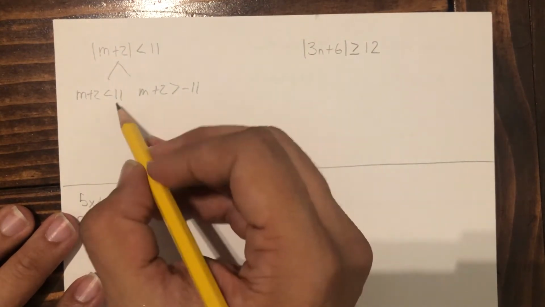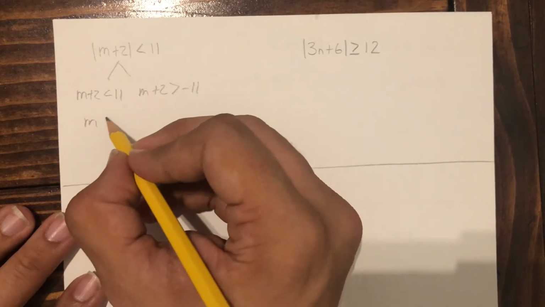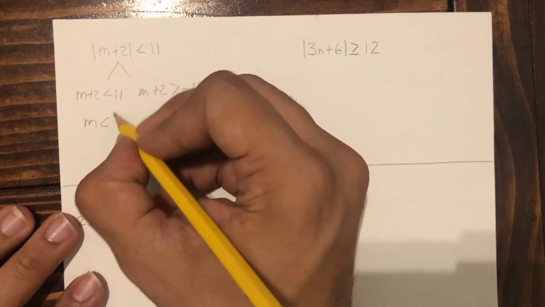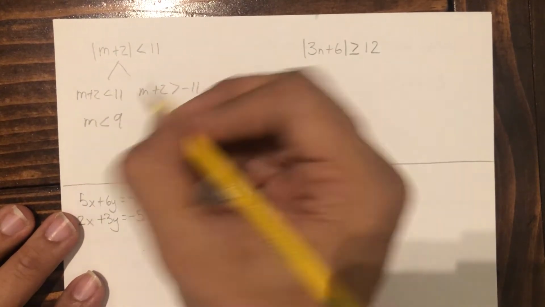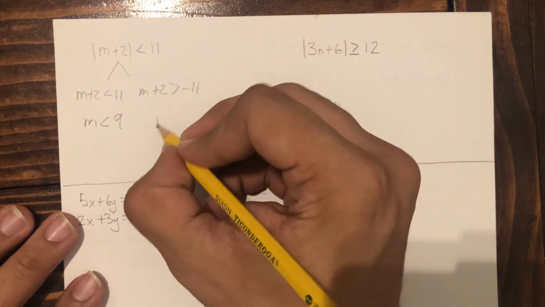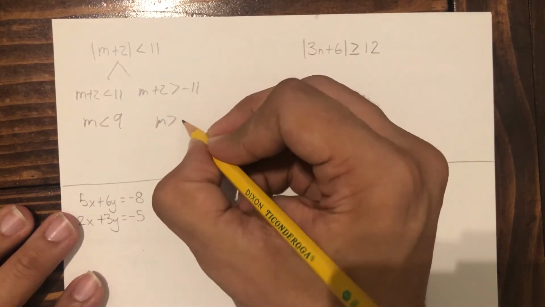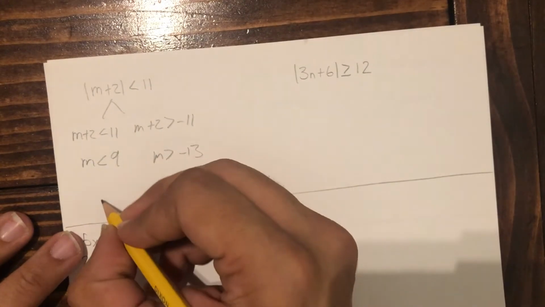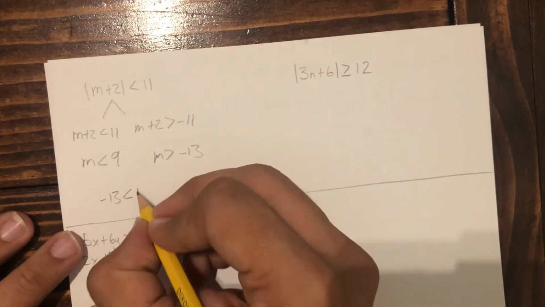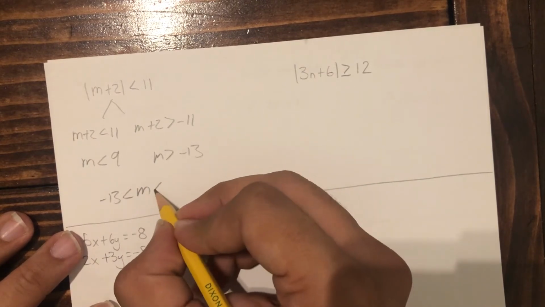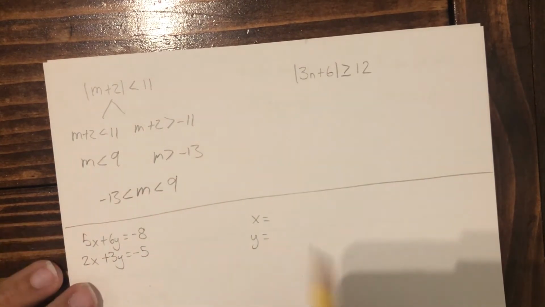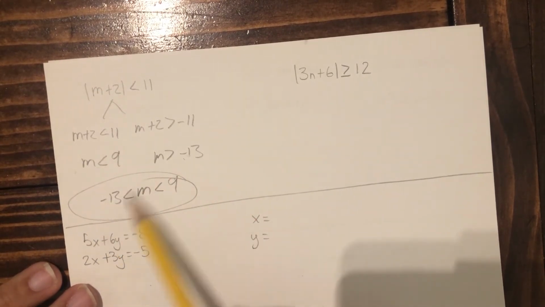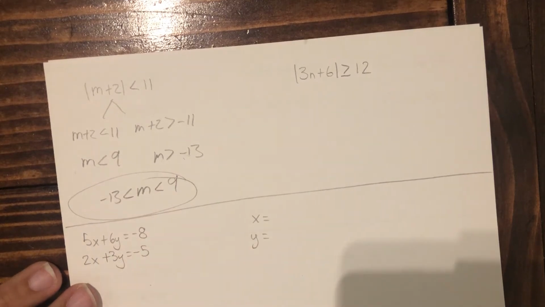So we're going to minus 2 on both sides. So m is less than 11. No, let's subtract 2 on both sides. M is less than 9. Here I'm going to subtract by 2. M is greater than -13. Okay? So I know that -13 is less than m, and m is less than 9. There's your final answer. I've joined these together in some way, making sure that m is in the center.